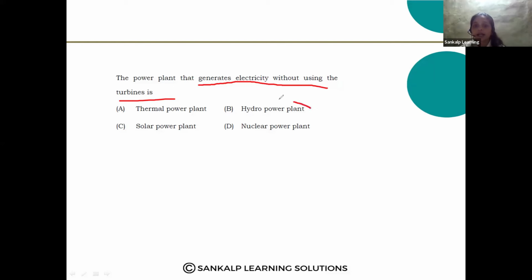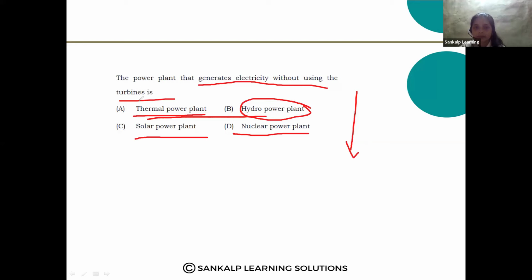You know that in the hydropower plant there will be a turbine. In the thermal power plant there will be a turbine. When the turbine rotates, there is a formation of electric current, and the nuclear power plant also has one. But in the solar power plant, directly using the sunlight, the electricity is produced without using turbines. So the remaining power plants have the turbine, but the solar power plant does not have the turbine for the production of electricity. Okay, note down this answer.